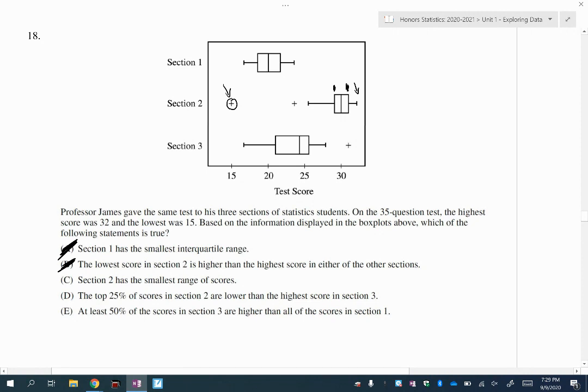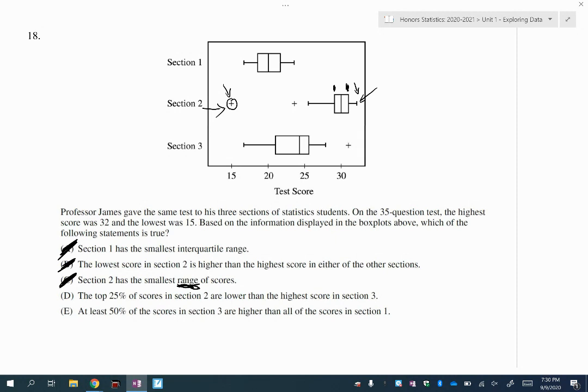Section 2 has the smallest range of scores. Again, they're banking on you forgetting about outliers. This is talking about range, right? That's highest minus lowest, so that's 32 minus 15. That's the biggest range, not the smallest range.